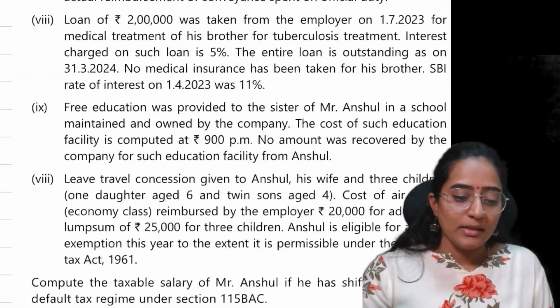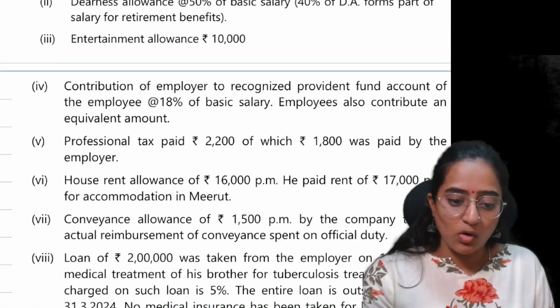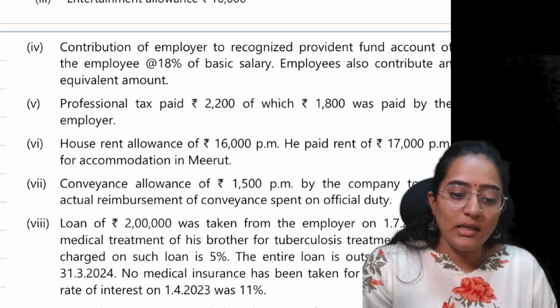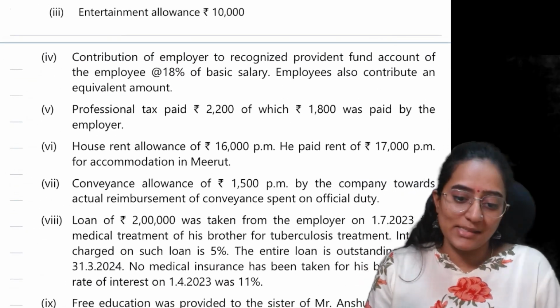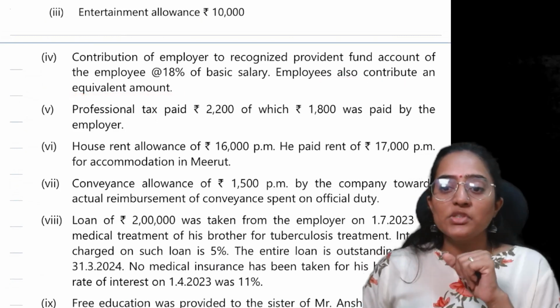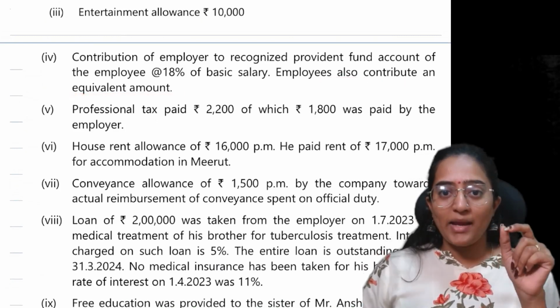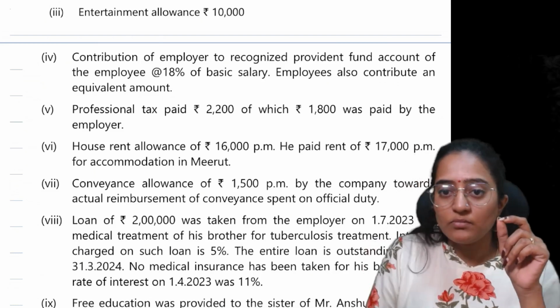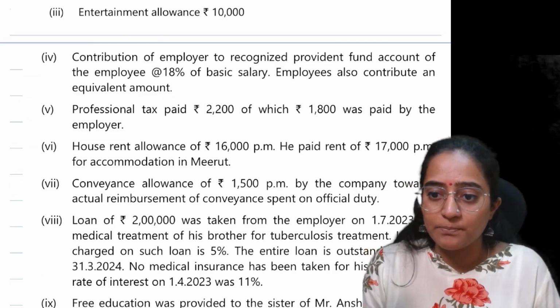10,000 per month. Next, what is the information given in the question? Contribution of employer to RPF of the employee is at 18% of the basic salary. Employees also contribute the equivalent amount. Tell me the provision, people. Contribution by employer to RPF of the employee.